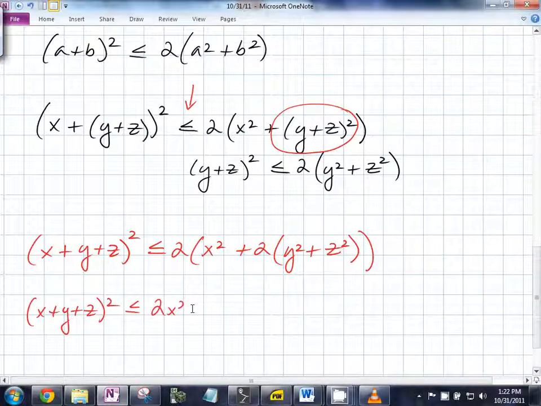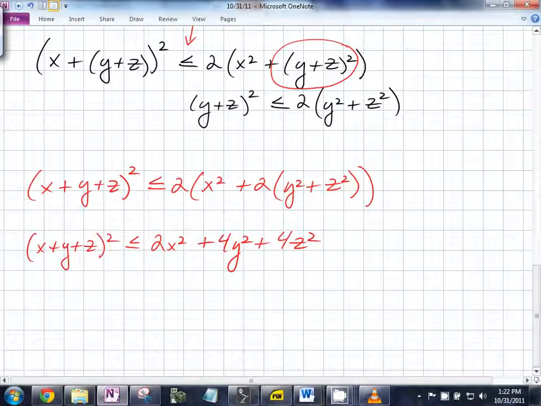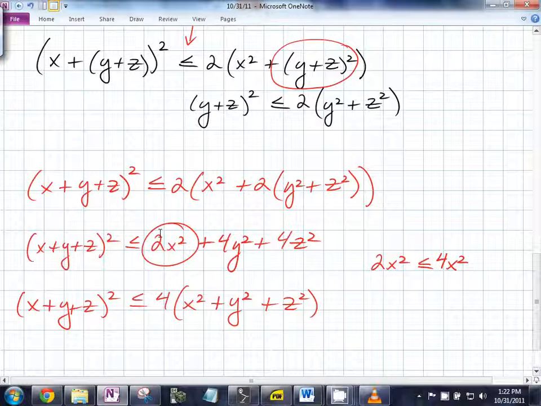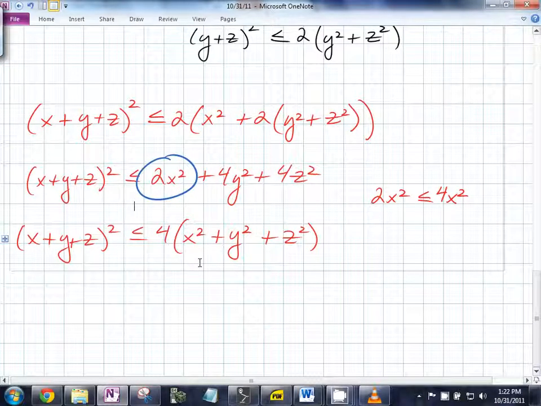Now here's the thing. I don't really like having different coefficients. Is this also true? Can I just do this? Yes, this is true. 2x squared is less than or equal to 4x squared, correct? So all I'm doing is making this bigger. If I make that bigger, does it change the inequality? No, it doesn't. So now I have x plus y plus z squared is less than or equal to 4 times x squared plus y squared plus z squared. Are you with me so far?